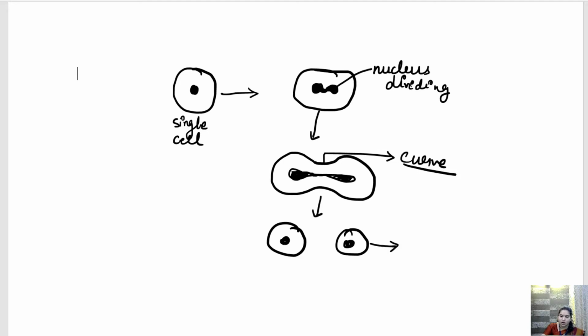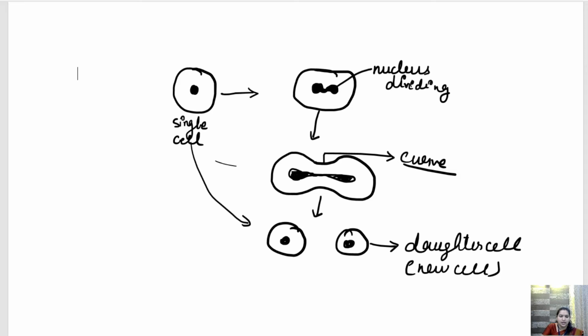Now this is called a daughter cell. What is this called? This is called a daughter cell. So the process of making a daughter cell or a new cell from a single cell is known as cell division. What is this known as? This is known as cell division.